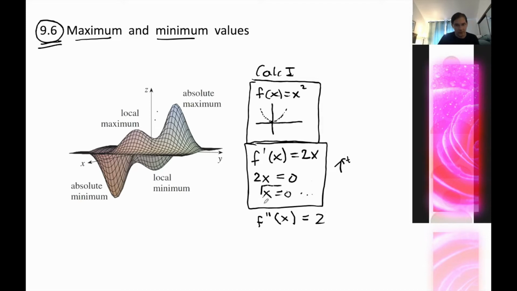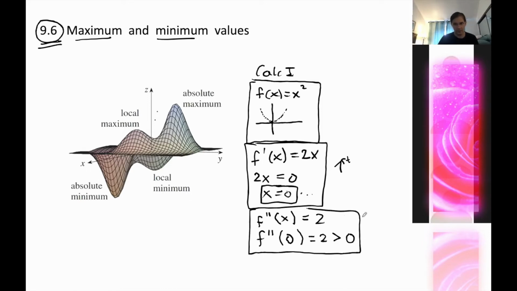Then I have to take the critical point. There's only one in this example, and I have to see what the second derivative at this point is equal to. No matter what the input x is, the output is always 2. So f double prime of 0 is 2, which is a positive number. This is exactly the second derivative test. Because the number is positive, the function has a local minimum at the critical point 0. If the second derivative is less than 0, then you'll have a local maximum.